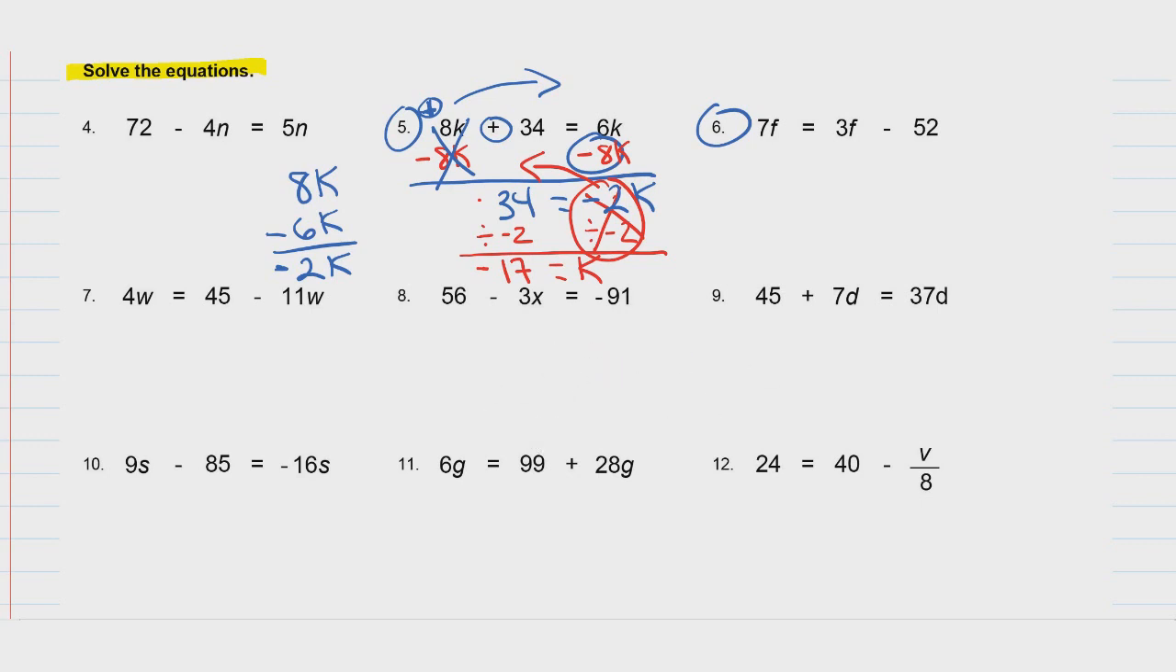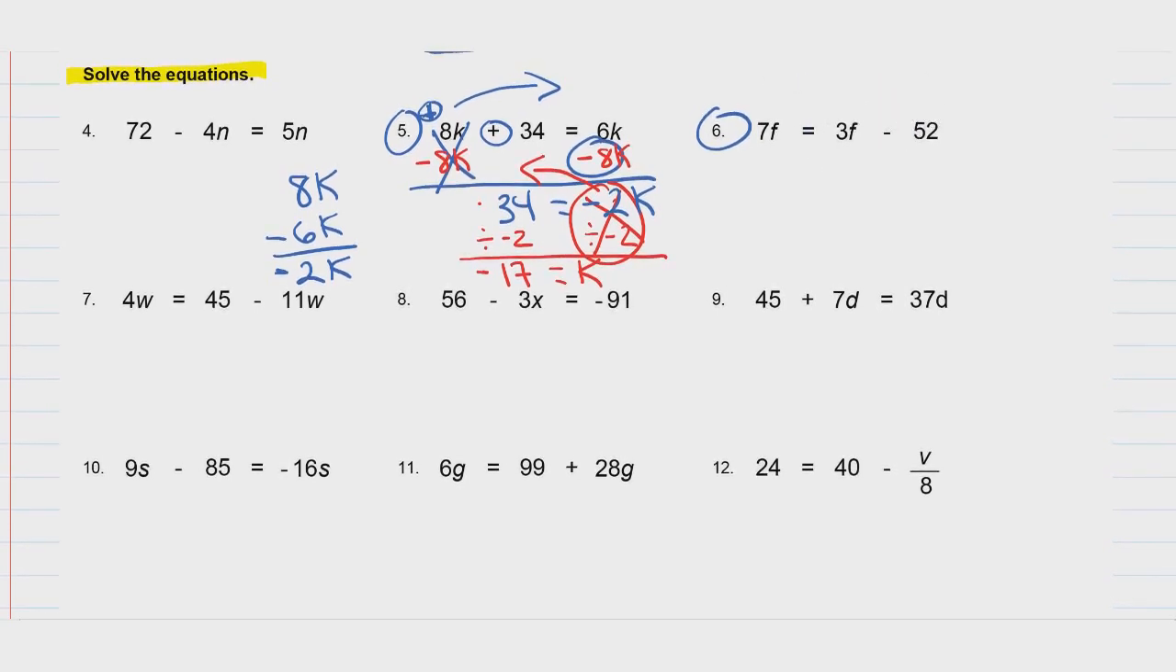Let's take a look at problem number 6. Problem 6. You have 7f. Well, you have a number and a variable next to each other, so no one is happy. You have the equal sign or a wall. You have 3f minus 52, so no one is happy because, again, you have numbers next to a variable.